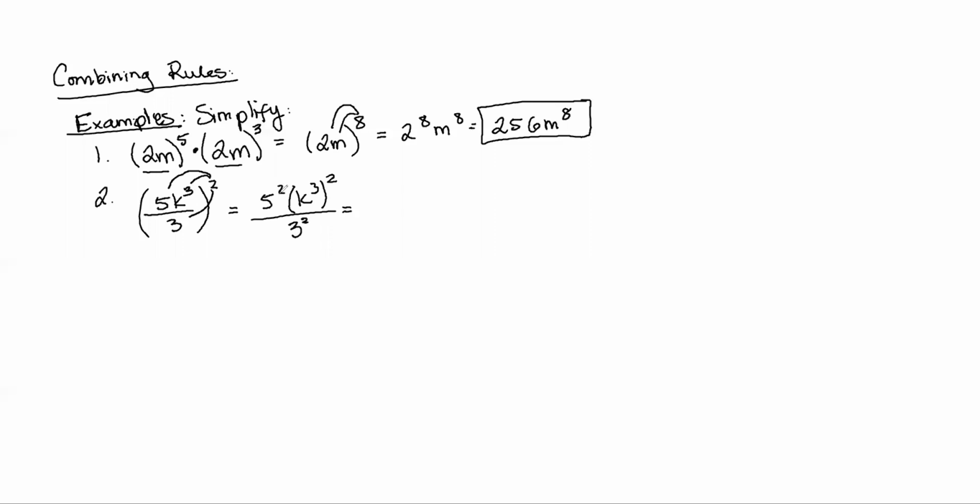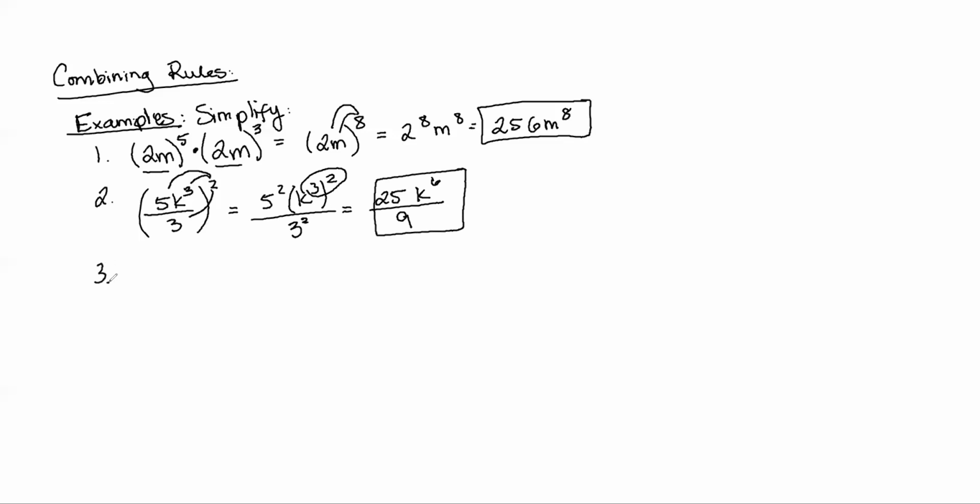So 5 squared, 5 times 5 is 25. Think about what we do here with our exponents. A 3 and a 2 separated by a parenthesis, we multiply, so k to the 6th. And 3 squared is 9. Just double check to make sure that you can't reduce here, and we can't because we have 25 and 9, no common factors.